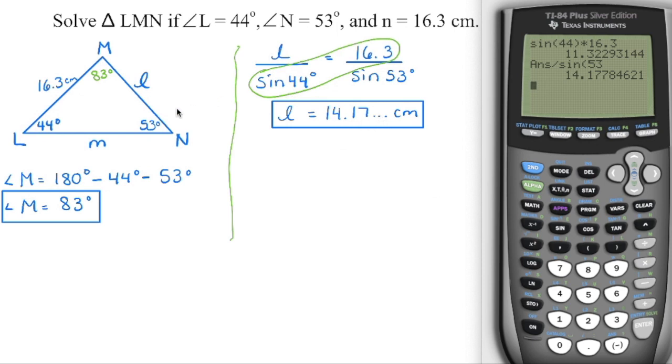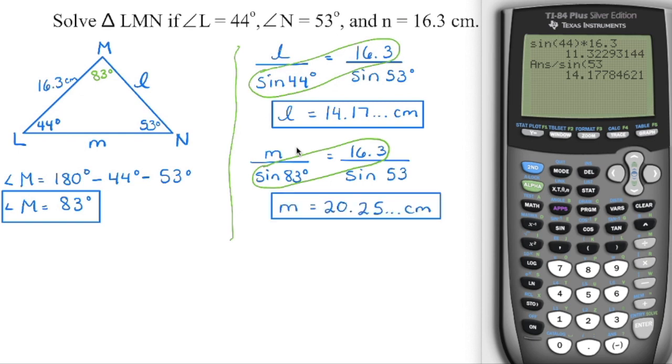Then when we go to solve for M, as much as possible, you want to use the original information. Because I do have a pair of opposites that's given to me, I'm going to set it up using that same pair. M is opposite that 83 degree angle, and then we can go ahead and set up our second ratio like we did for this one. We're going to multiply, divide by the sine of 53, and that will give us the value of M.